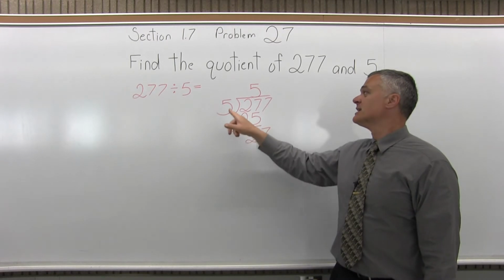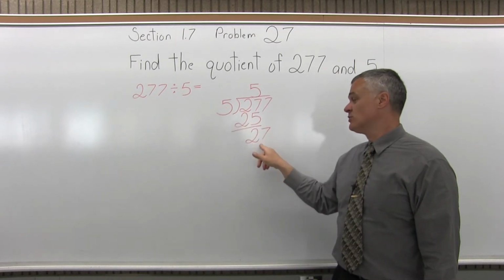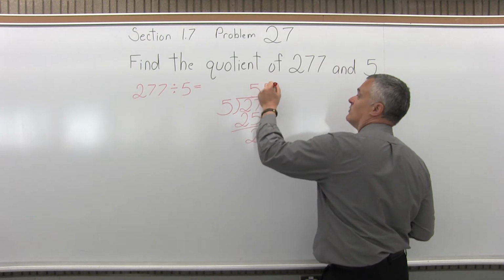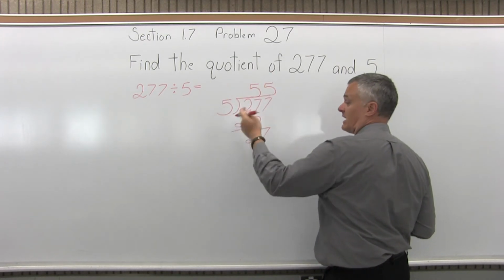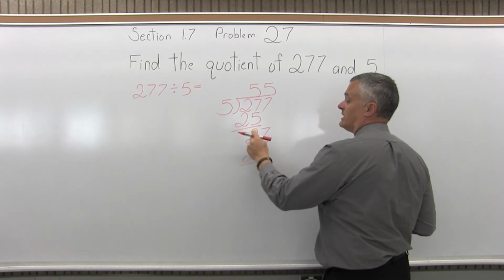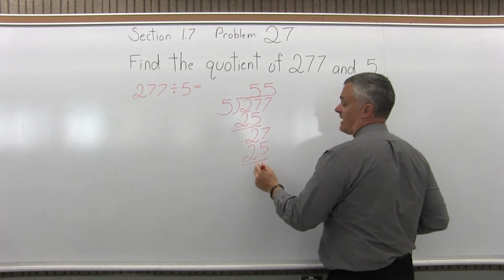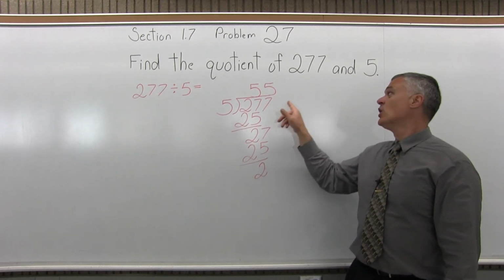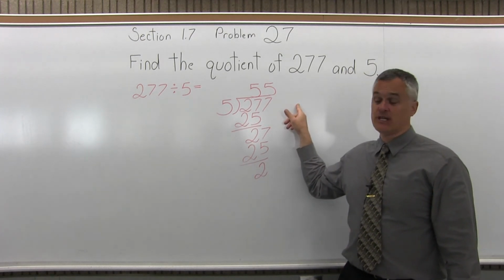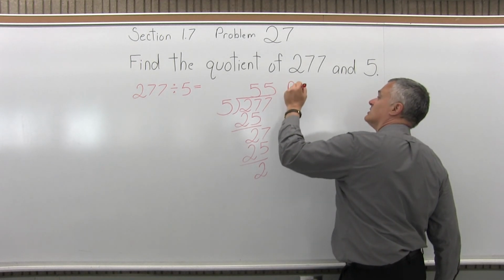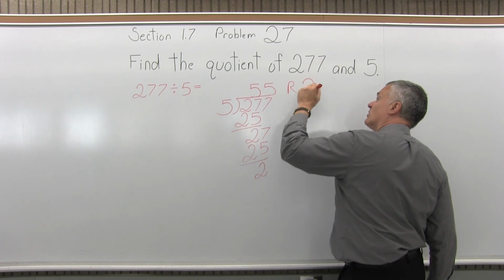And then again, I say how many times will 5 fit into 27? It will fit in 5 times. And again, I do 5 times 5, and again, I get an answer of 25. And I do the same subtraction again. 27 minus 25 is 2. But at this point now, there is no one more digit to the right. So that's as far as it goes. I end with that 2, which is the remainder. So the answer is 55 with a remainder of 2.